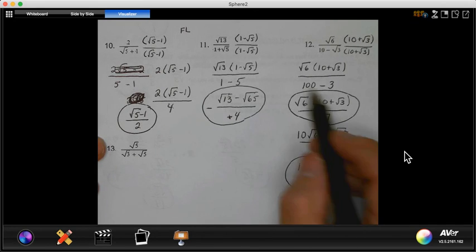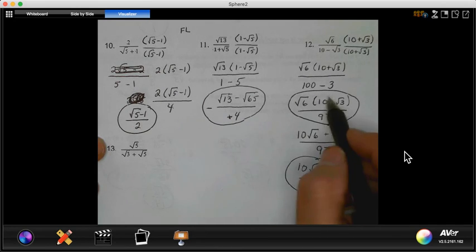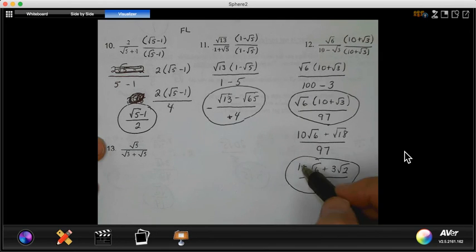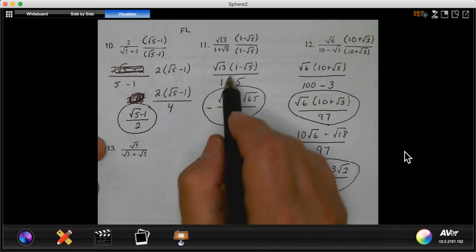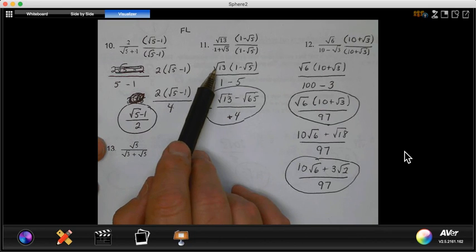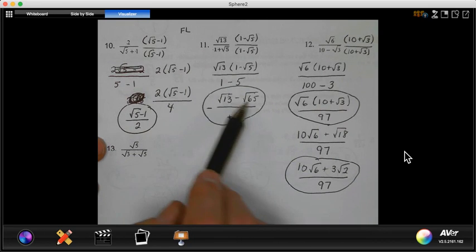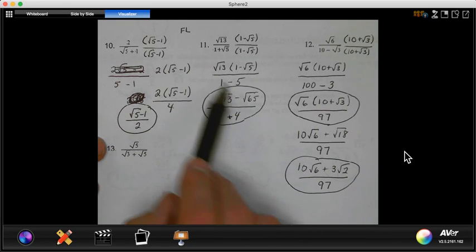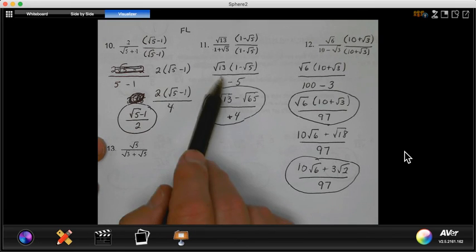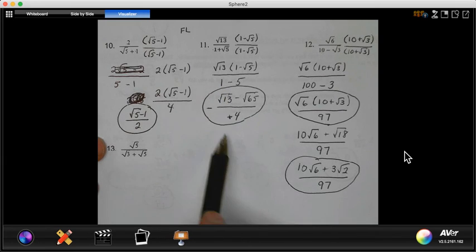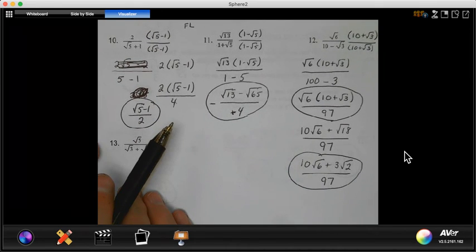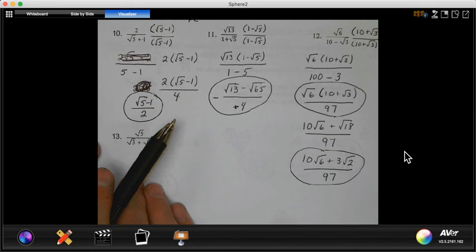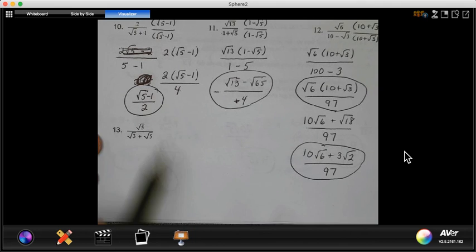Depends on if the question asker wants you to distribute that or not. Right, if we look over here, we could have left it as this as well because it's not really factorable anyways. But either way is fine. Okay, but you got to get the bottoms right. It's 97. Okay, 2 radicals in the bottom doesn't matter, as long as you know how to do your conjugate.